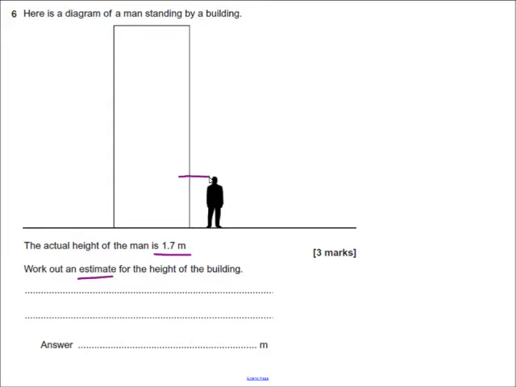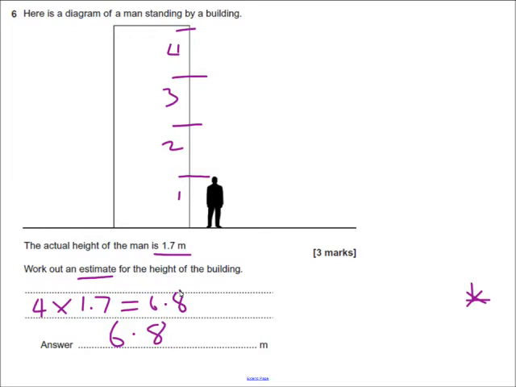So if our man comes up to here on the building, we just need to repeat the number of times that space occurs, which is approximately 1, 2, 3, 4 men high. So all we need to do to get our answer is multiply 4 by our 1.7. Even though it's a straightforward calculation, you would use your calculator. So 4 times 1.7 equals 6.8 metres. And don't forget to write the answer on the answer line.